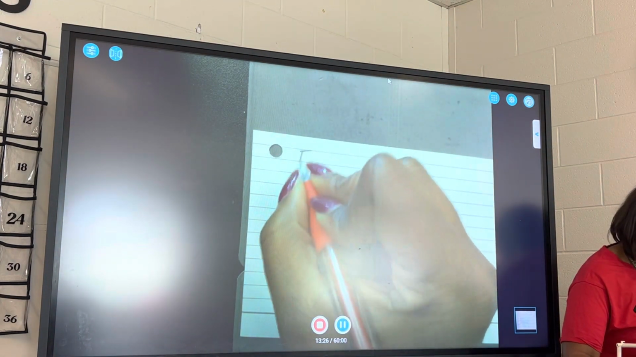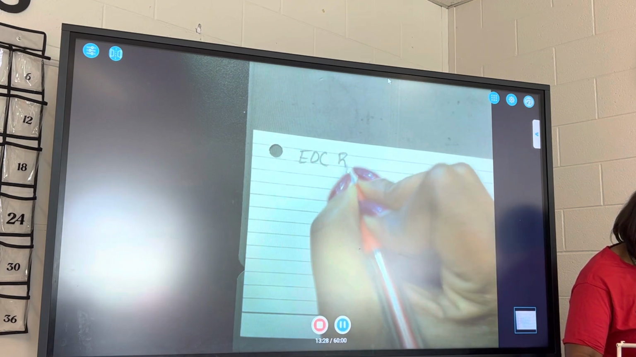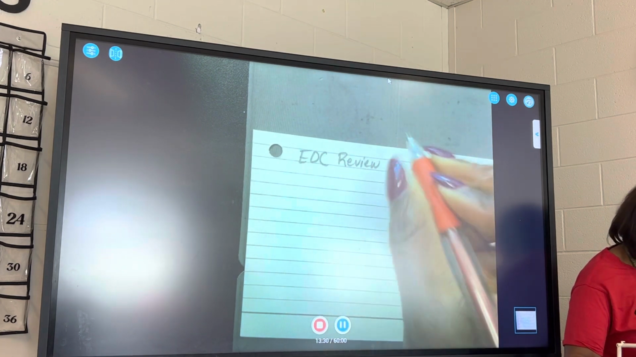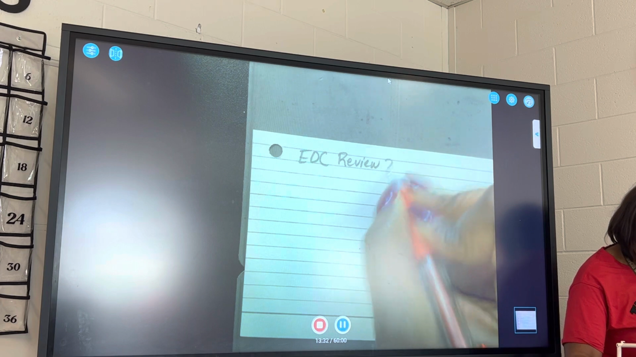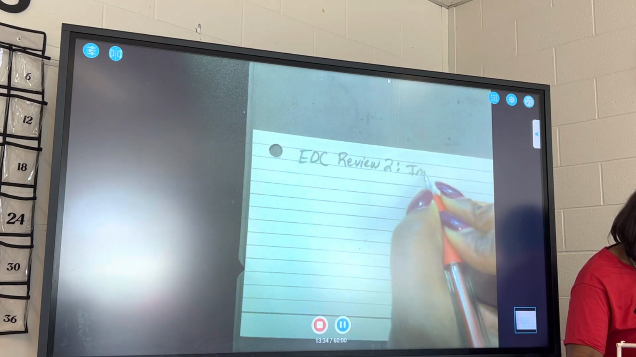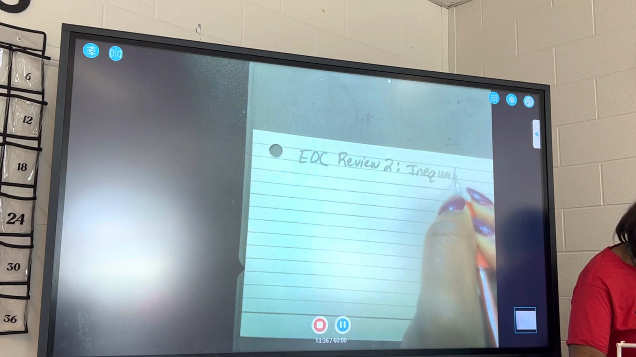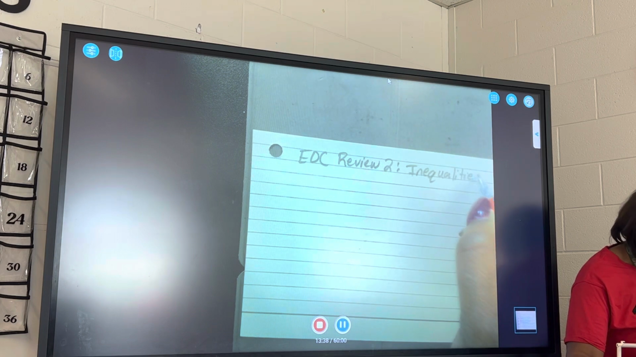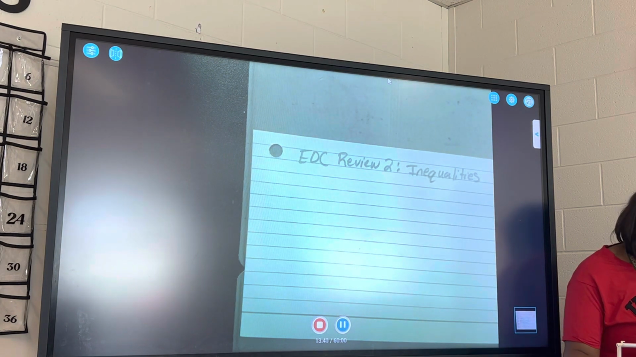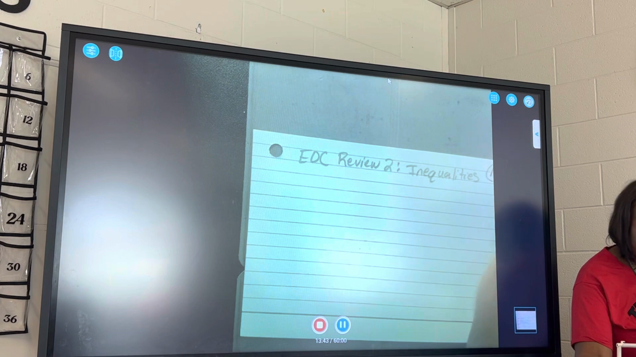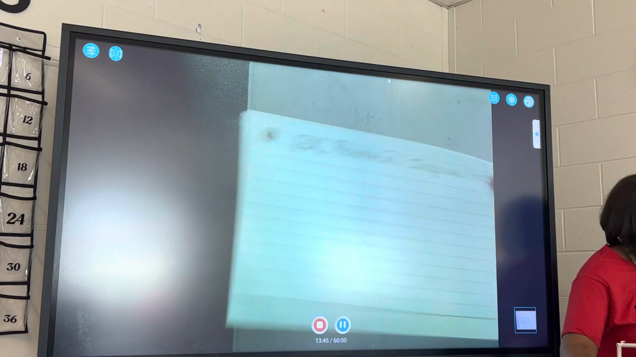Okay, EOC review 2, and I'm doing this so we can keep up with the order that the cards should go in. The name of this review is Inequalities, okay? This is card number 10. It's more than inequalities in this, obviously, but that's just the name of the review.